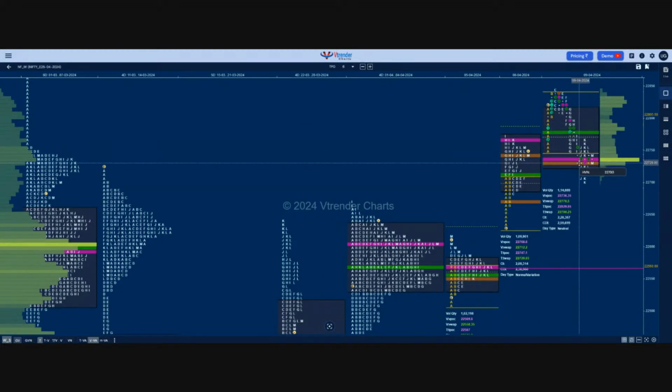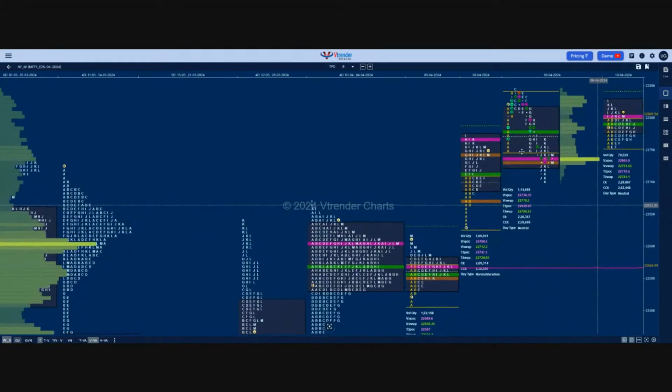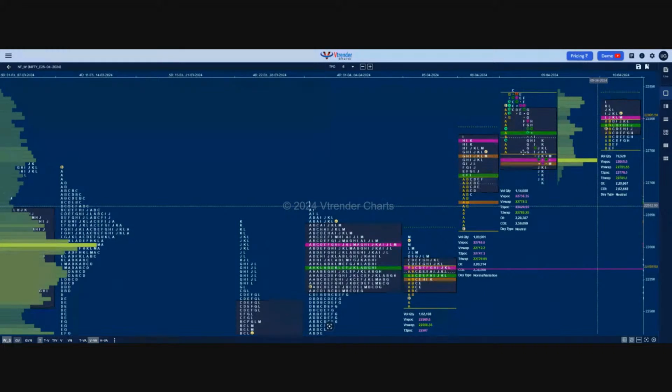So what it did was it shifted, the POC shifted to the lows, indicating that the sellers who had entered at this failed move were booking profits. So for this FA to be active, we had to remain below this IBL 22751. So what happened on 10th of April was we got stuck in a very narrow range.